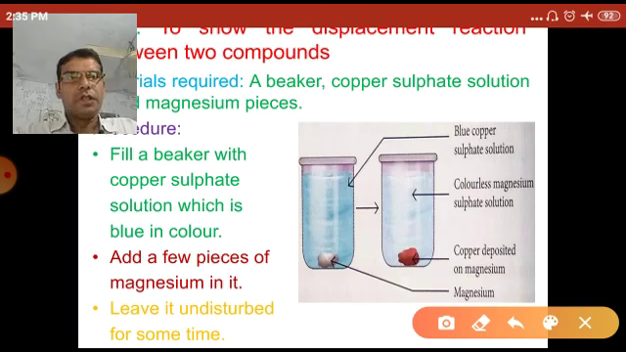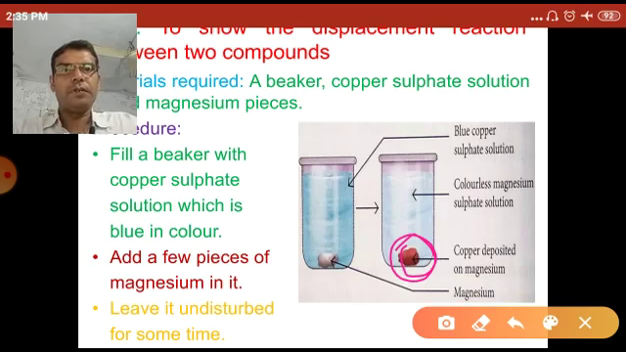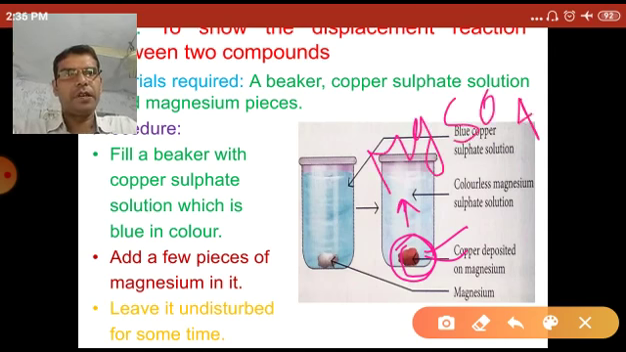So the color of the copper sulfate, which was blue, becomes colorless, and the copper is deposited on the magnesium. The color of the magnesium becomes reddish brown, and some magnesium goes into the solution and forms magnesium sulfate, MgSO4, which does not have any color. So due to the magnesium sulfate, the color is lost and the solution becomes colorless.